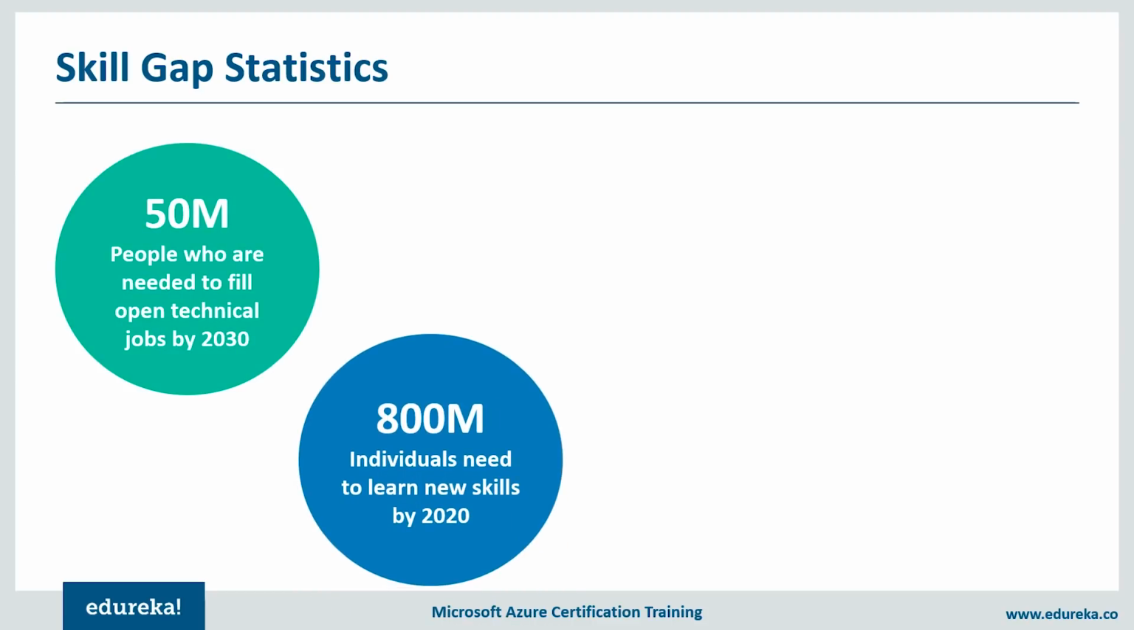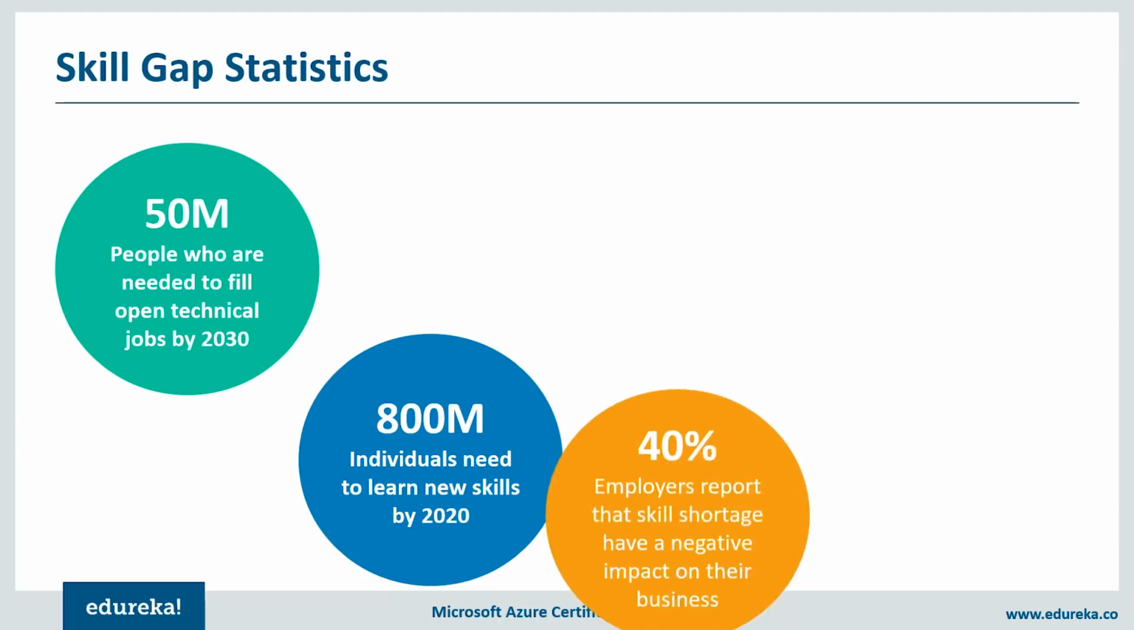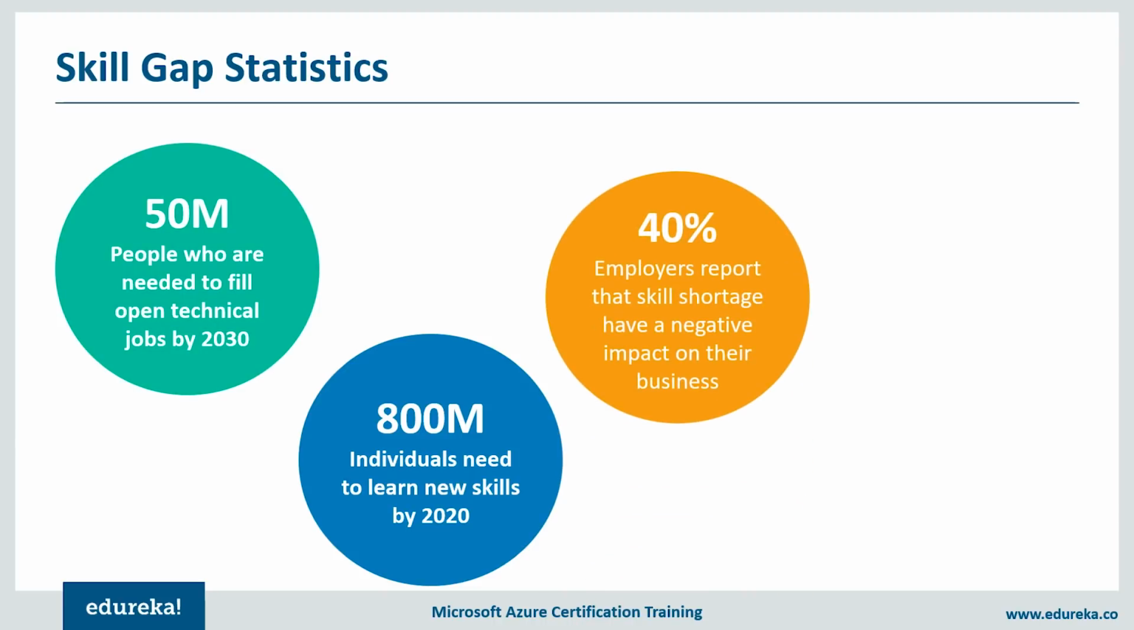Moving further, you can expect somewhere around 800 million people who probably are having a job right now, but they would be needing to upscale, or upskill rather, by 2020. Now, this is another interesting stat where there is somewhere around 40% of employers who are complaining that the companies are having a negative impact on the business. And why is that? Because they have employees who are facing certain skill shortages.